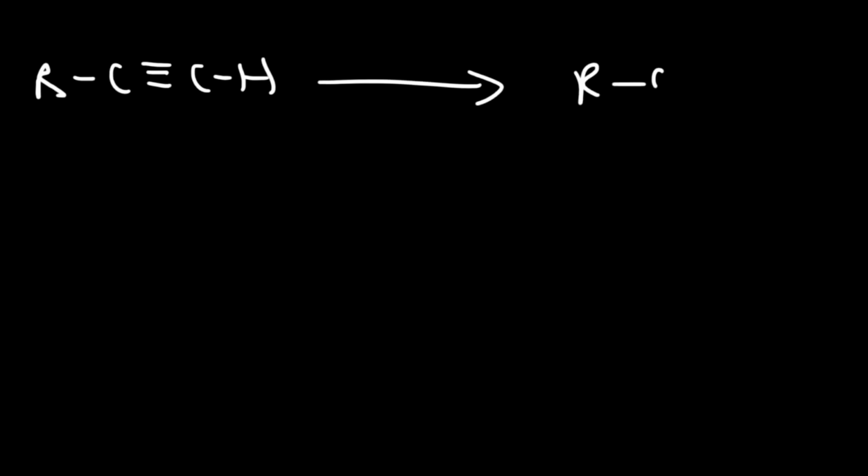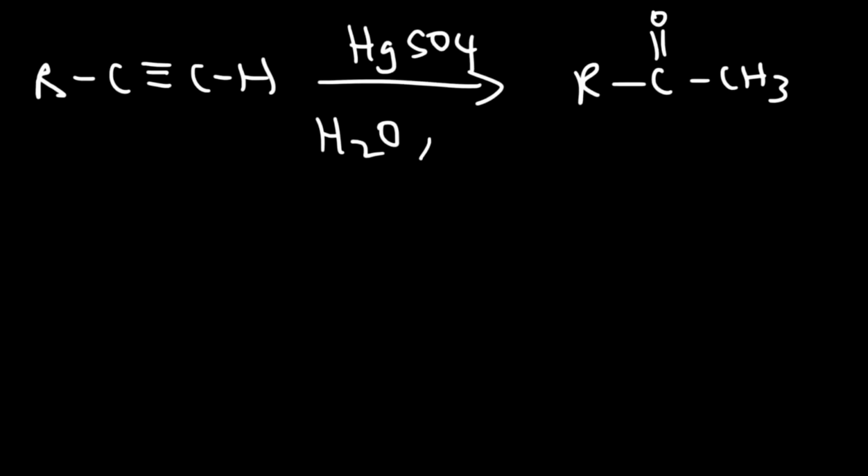Now here's a question for you. How can we propose a mechanism for the conversion of this alkyne into a ketone using mercury sulfate with water and sulfuric acid? Feel free to pause the video and propose a mechanism for this. Now you might see different mechanisms depending on which textbook you use, but propose an acceptable mechanism for this reaction.